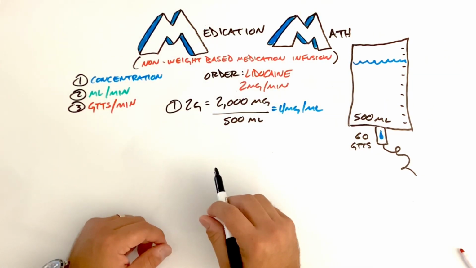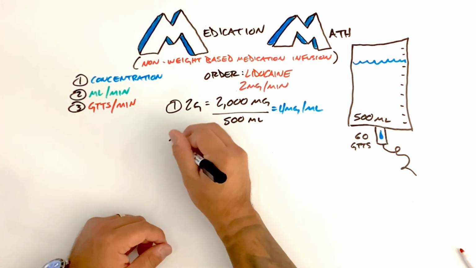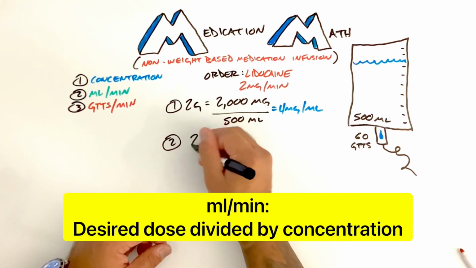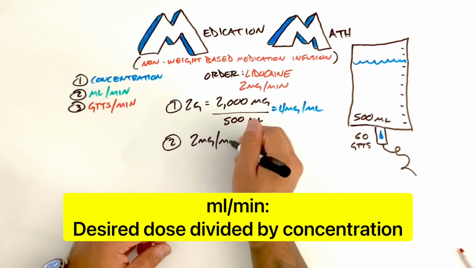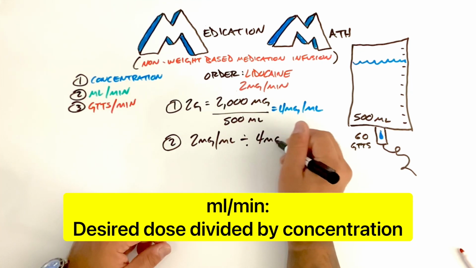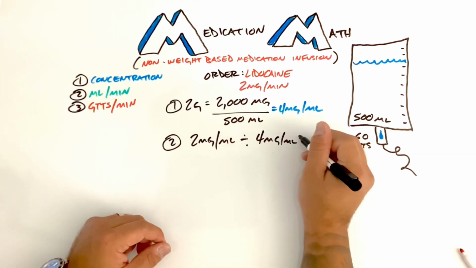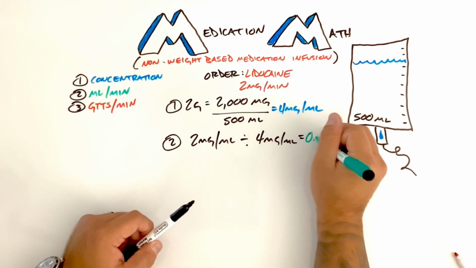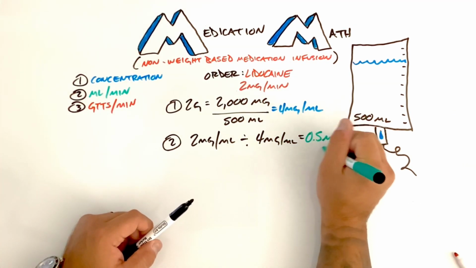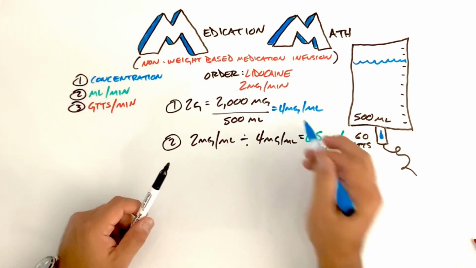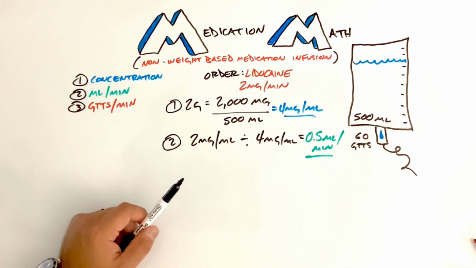So now that we have our concentration, let's figure out how many mLs per minute we are going to be delivering. Simply, all we have to do is take our desired dose, which is 2 milligrams per minute, and divide it by our 4 milligrams per ml, which is our concentration. When you divide 2 by 4, that's going to give us 0.5 mLs per minute.